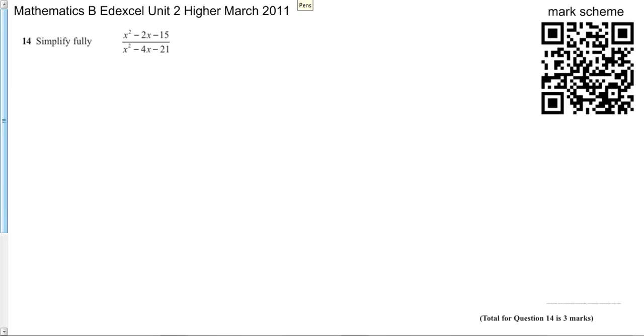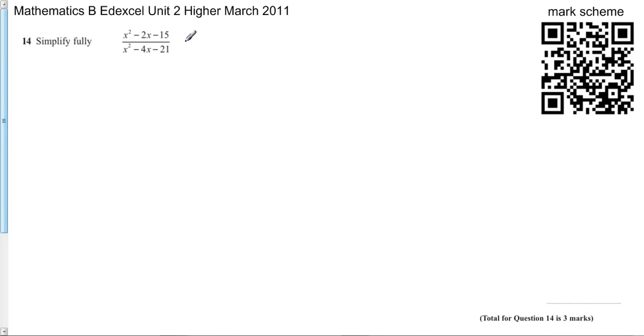This is question 14 from the Unit 2 higher Edexcel paper in March 2011, and we are asked to simplify fully this algebraic fraction. Now, generally speaking, when you've been asked to simplify, it's going to be a case of factorising both top and bottom, numerator and denominator.